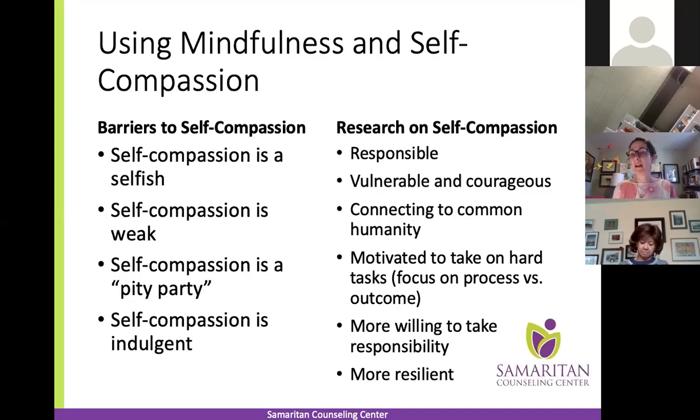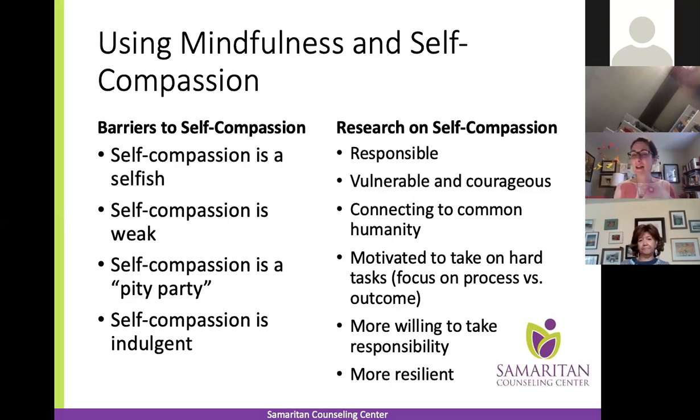We also sometimes get this message that self-compassion is weak somehow, that maybe it's having our own little pity party for ourselves. Some people may even feel that self-compassion is not only selfish, but it's also quite indulgent, that we will just lose all motivation, we'll just accept that we're messy people and don't take any responsibility, right?